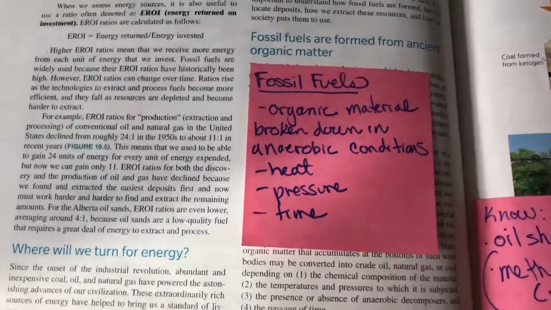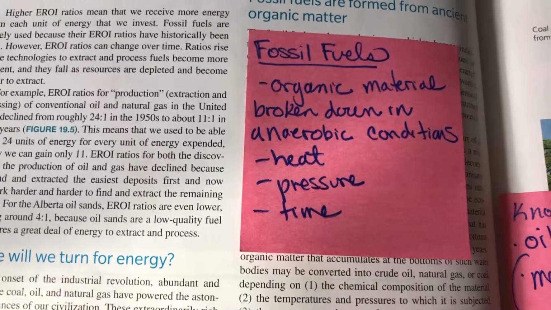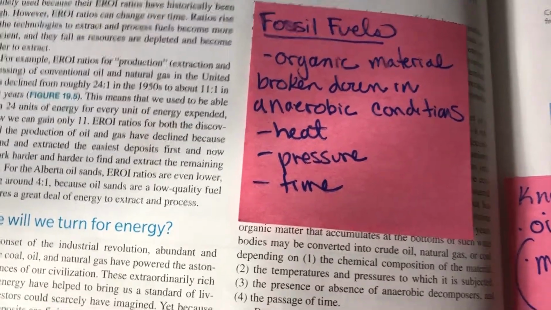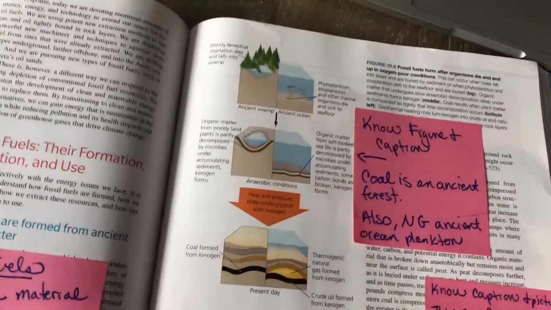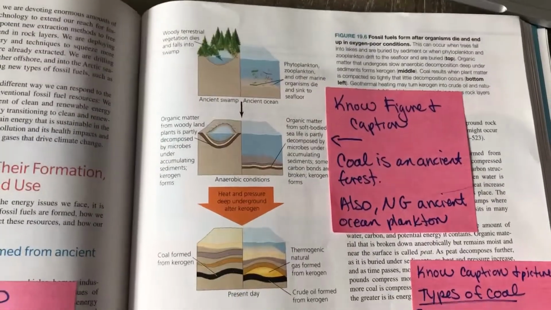All right, so what are fossil fuels? They're organic material broken down in anaerobic conditions, and they undergo heat, pressure, and time. It should sound very similar to your metamorphic rocks that we learned about earlier this year. So if you go to the next page, there's 2 ways that fossil fuels can form.